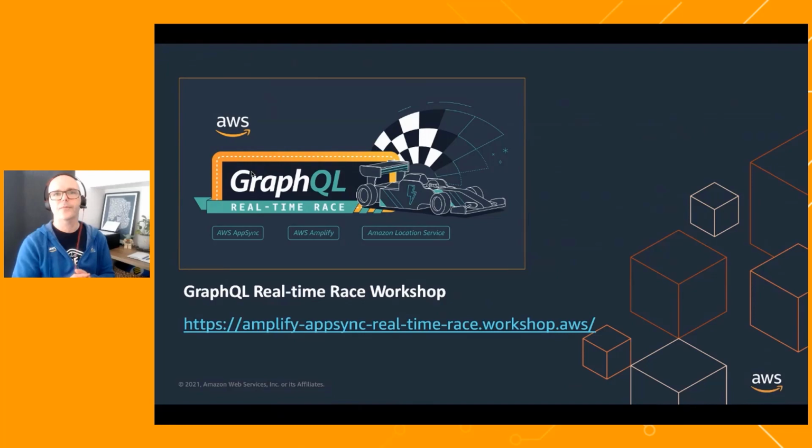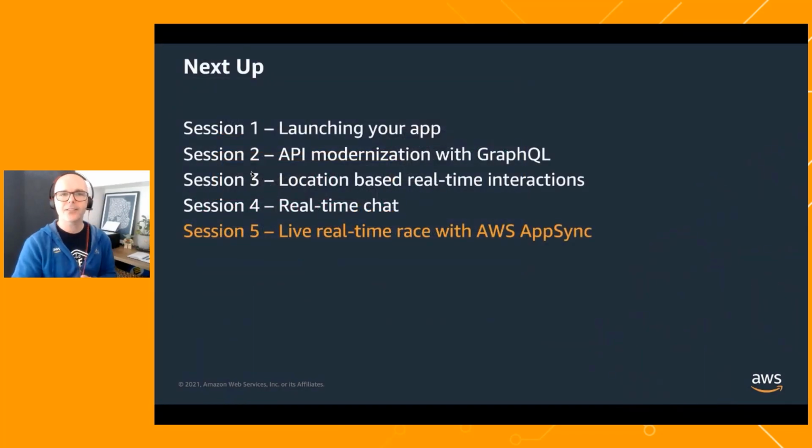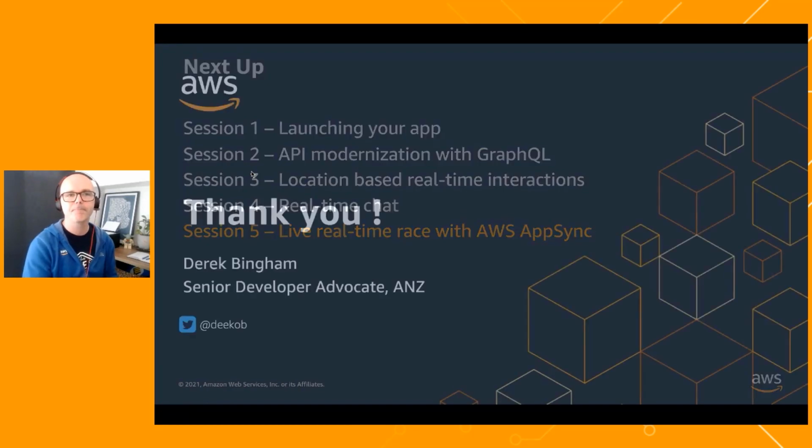So the workshop today you can access through the URL there. This is step 4 of the workshop. So we've built out our chat application, and we can now send chat and build out that functionality inside the cool little Raceway application. Next up after today is a live real-time race. So we're going to track how races go in real time using AppSync. So that'll be the next section.